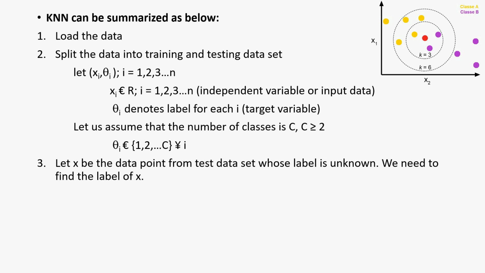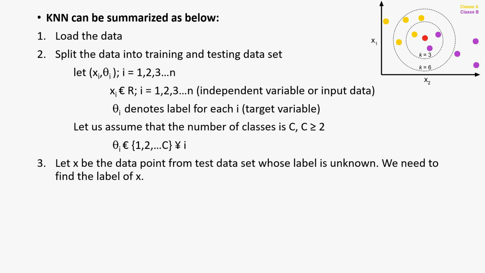The training data set contains two pieces of information. One is the input data, that is the independent variable, and along with that we have label data corresponding to each input data. And now we have to assume how many classes we need to classify. Generally it will be represented with C. The basic rule is C should be greater than or equal to 2.